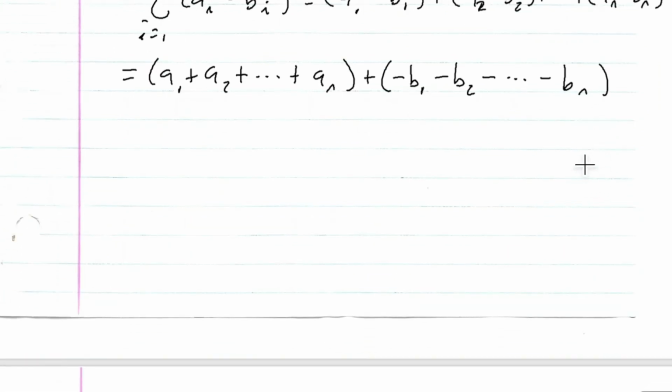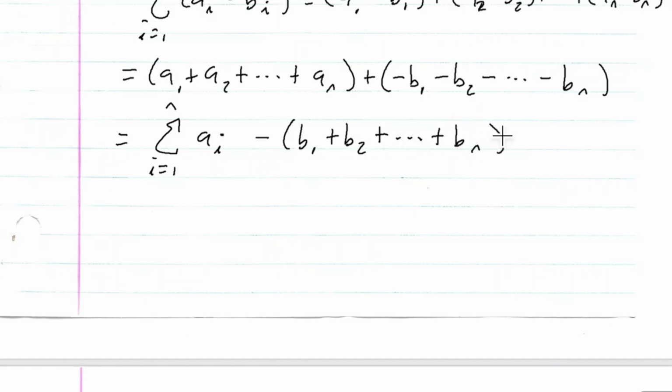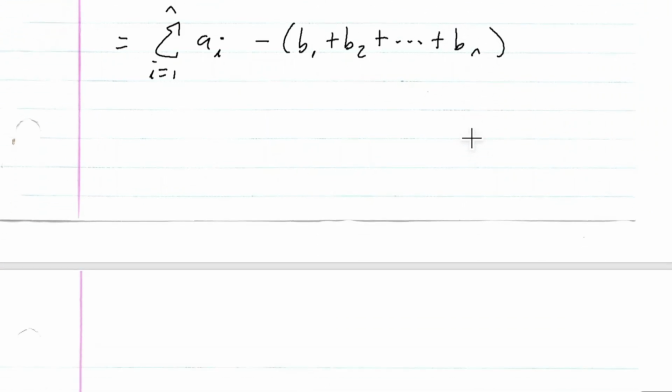And what we can do with those is factor out the negative. So first off, this is the sum from 1 to n of a sub i. And then I'm going to factor out this negative, so minus, b sub 1 plus b sub 2 plus dot dot dot plus b sub n. And that is exactly what we wanted.